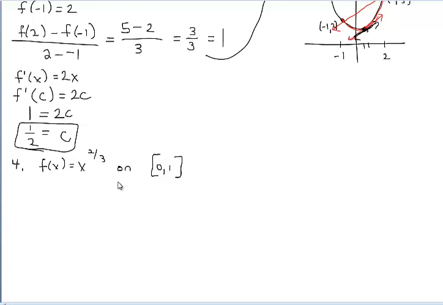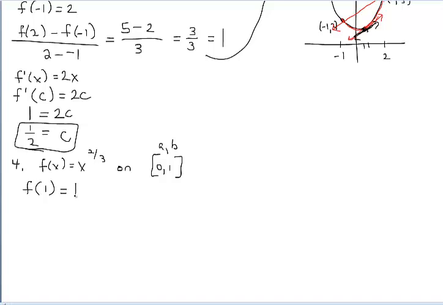Alright, for the next example, same situation. We want to find, on the interval from a to b, the interval from 0 to 1, where the slope of this graph right here is equal to the slope of the secant line. So the first thing we're going to do is evaluate the function at the endpoints.